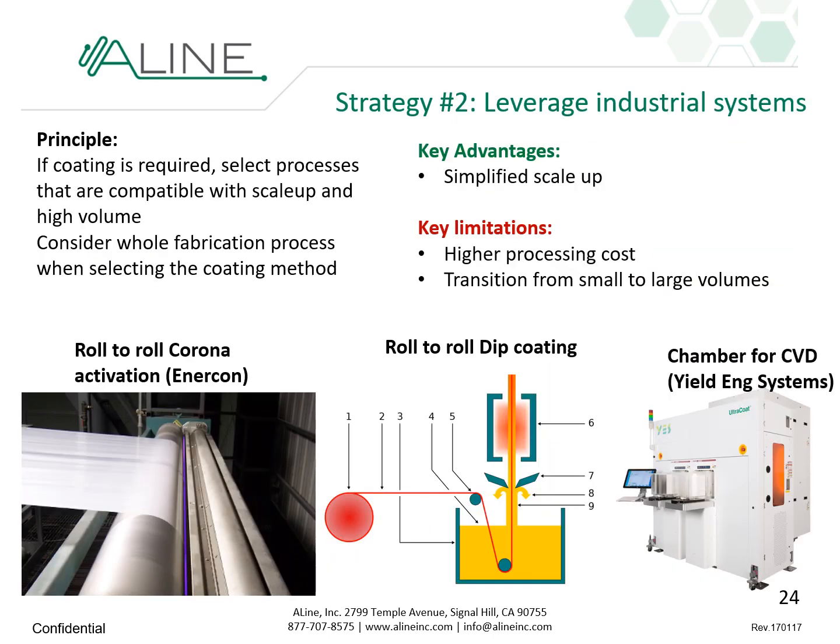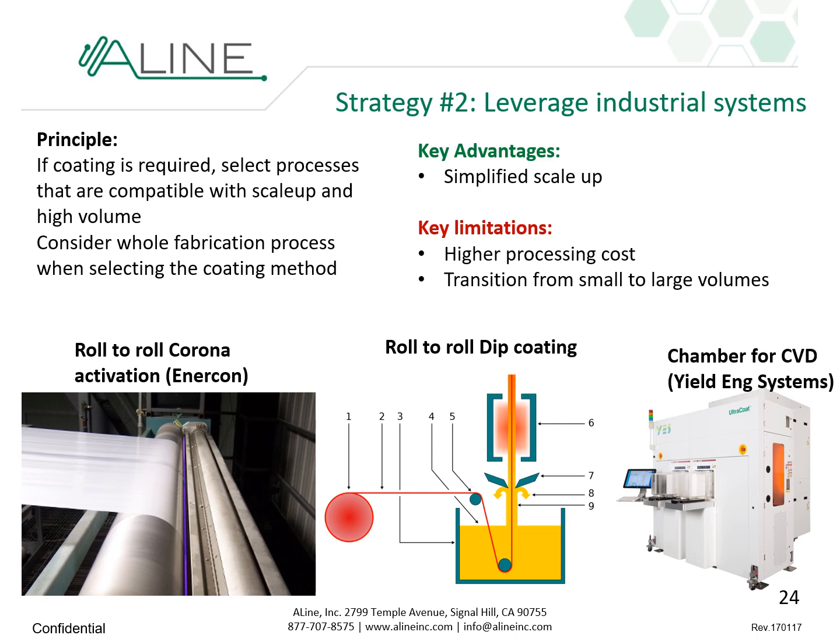If it's not possible to use a native material, the recommendation is to leverage industrial systems and really think about the selection of the material and the process based on what's available in the market. So you have to keep in mind the whole fabrication process, not just the coating itself, in order to make sure that this is doable. The advantage here is that you simplify the scale up, but you might end up having to pay a higher processing cost, or having a harder transition from small to large volumes.